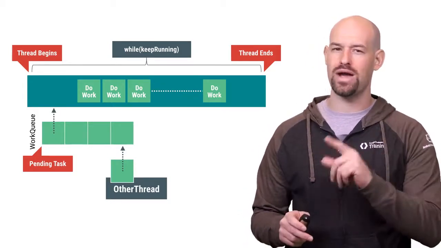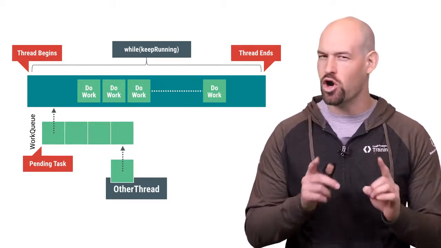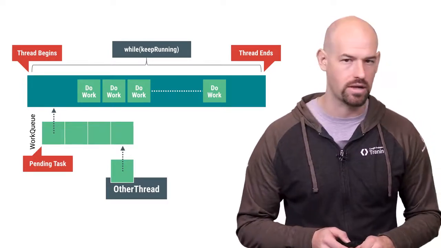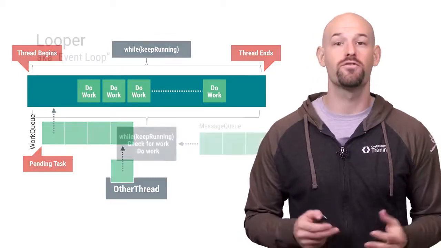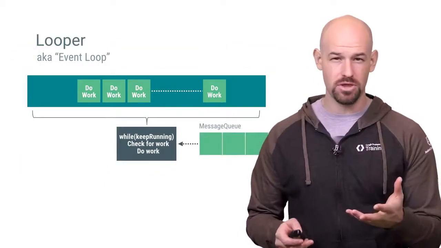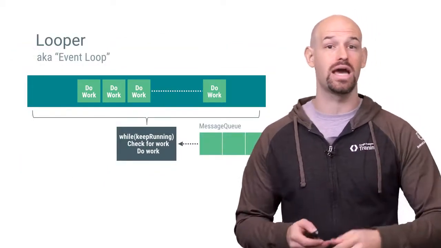Now, if you've ever tried to write this setup yourself, you know it gets a little gnarly to get all of that machinery working correctly. Thankfully though, Android has a set of classes to do all that for you. For example, the Looper class will keep the thread alive and pop work off a queue to execute.